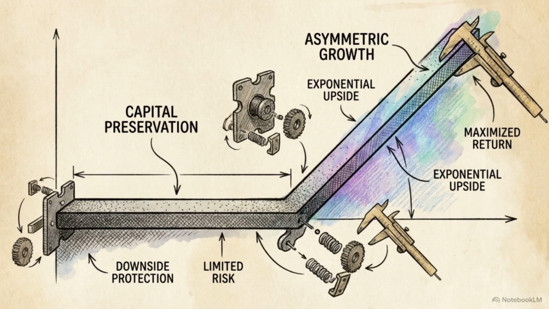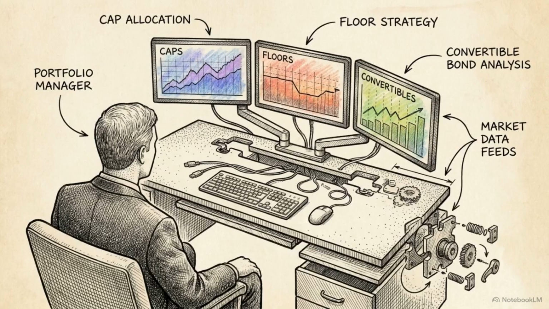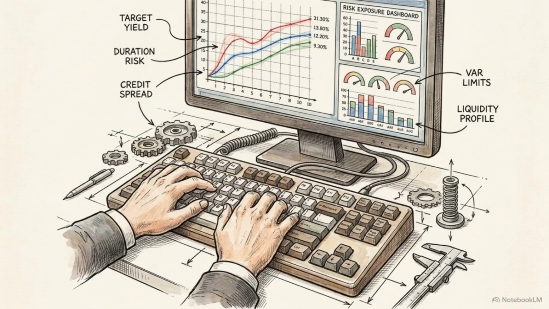They create intentionally asymmetric payoffs, protecting the investor on the way down while keeping the door open on the way up. Through the arbitrage-free framework of caps, floors, and convertibles, investors don't have to accept what the market hands them. They can mathematically engineer their exact desired exposure to the future.